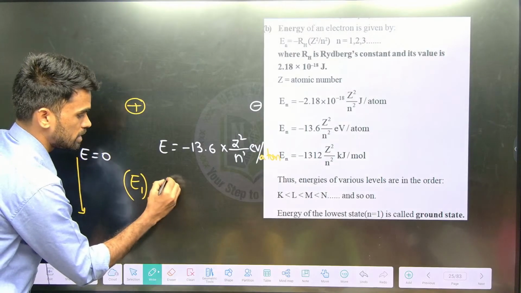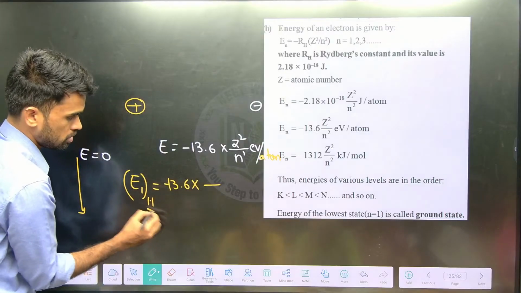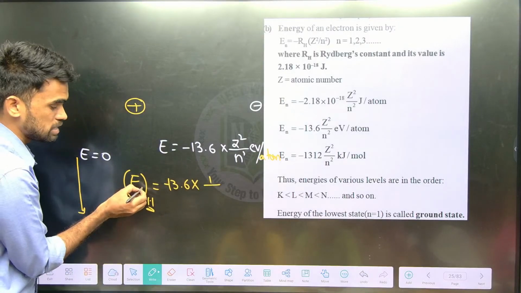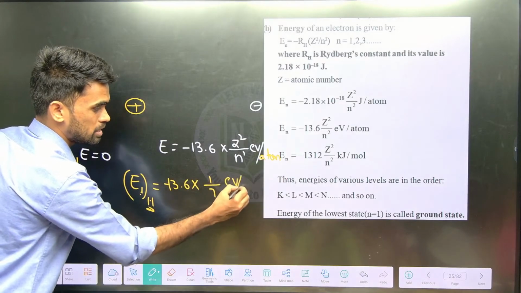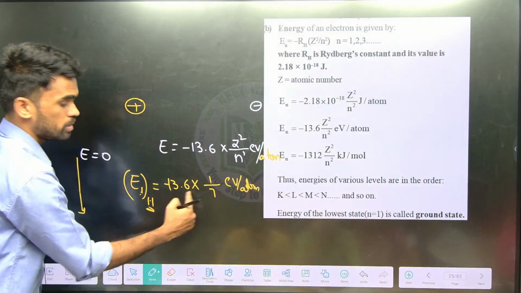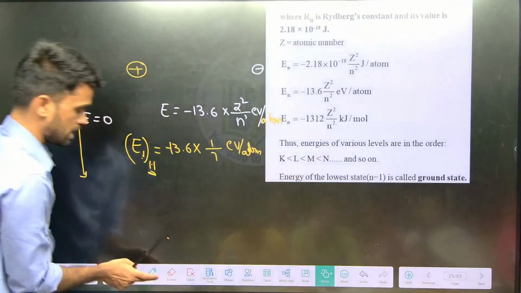Minus 13.6 into Z value is how much? Hydrogen atom is 1. n square, 1 square here, 1 only. So this will be electron volt per atom. So how much did you get finally? Minus 13.6 electron volt you got.